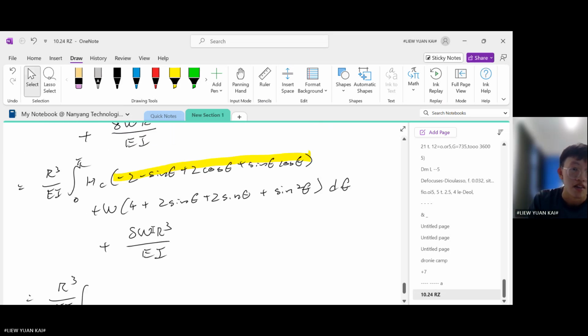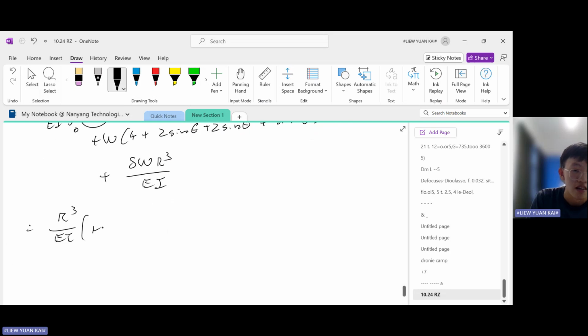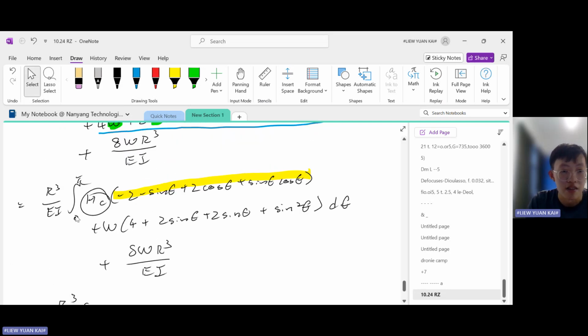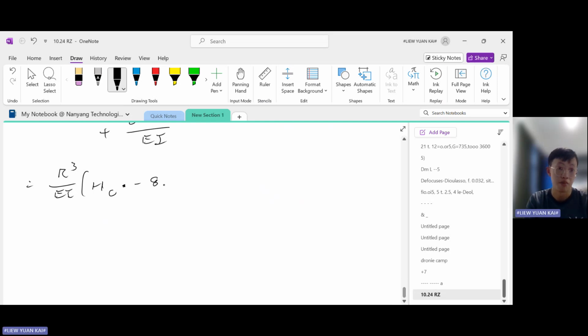Okay, so your r cubed over EI. And don't forget you can copy down this constant, this Hc. So I'm going to say it again. What you do is you press in your calculator, you integrate from 0 to pi of this ginormous expression. Okay, what you get is negative 8.28319. Okay, then what about the w term?